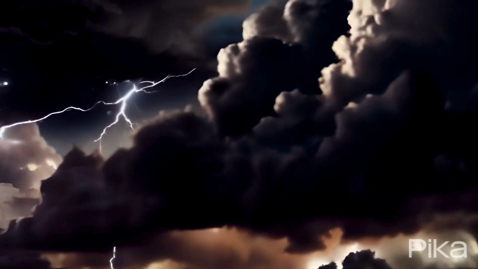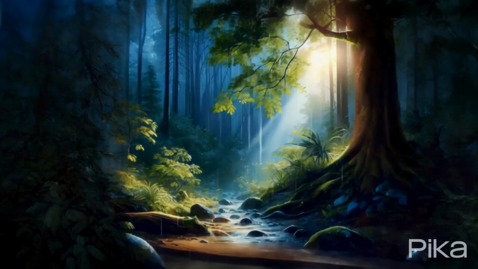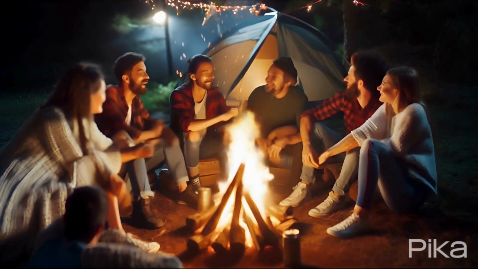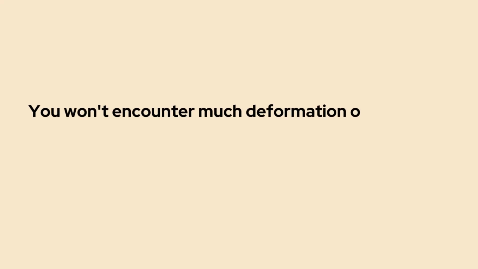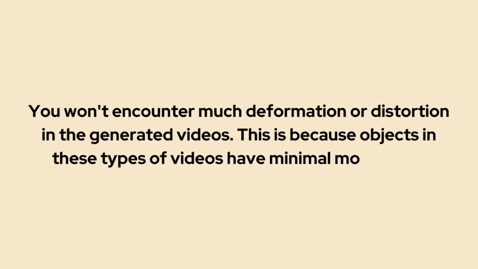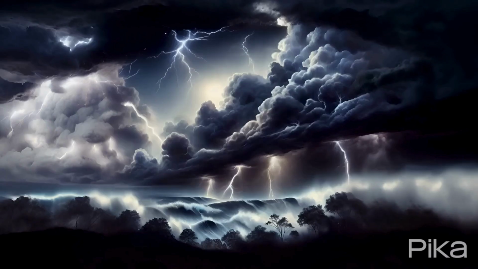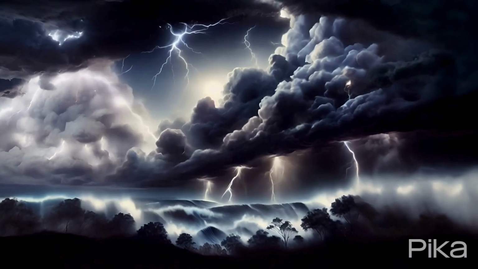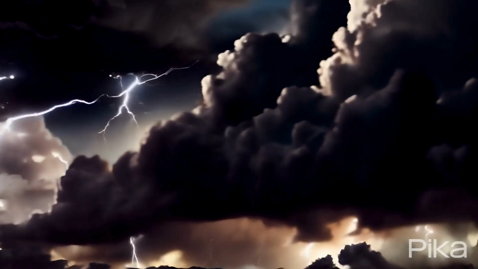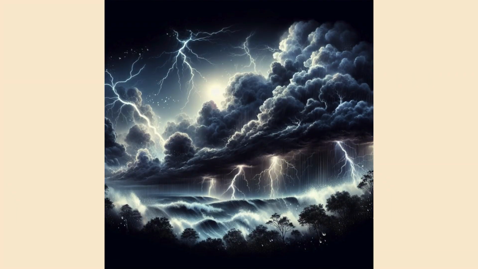In other examples such as cattle grazing in the field, rain in the forest, falling leaves from trees, and discussions between a group of people, etc., you won't encounter much deformation or distortion in the generated videos. This is because objects in this type of videos have minimal movement. As you can see in the thunderstorm video, it accurately reflects the natural occurrence of thunderstorm and clouds moving from one side to another. And this video was generated using this image as reference.